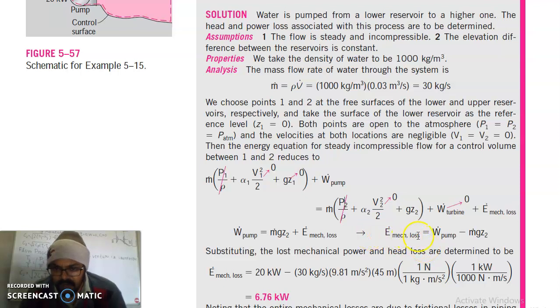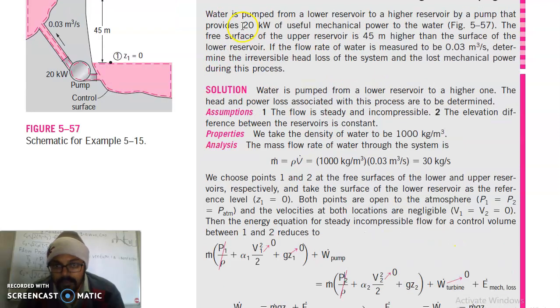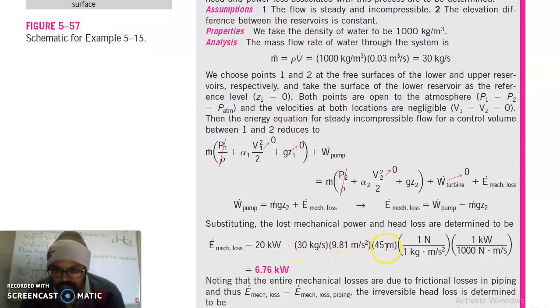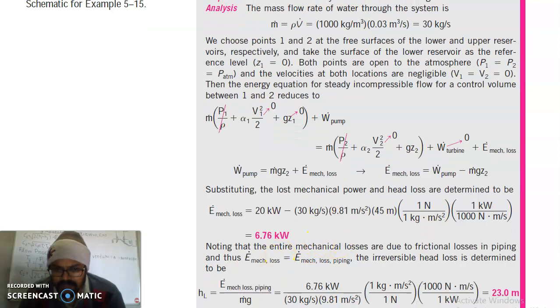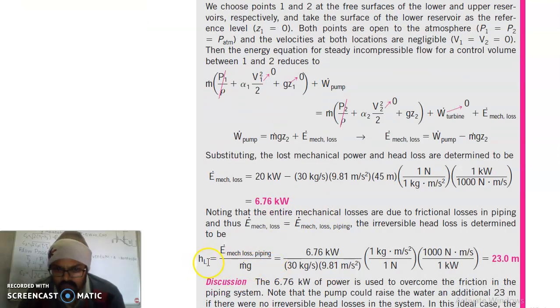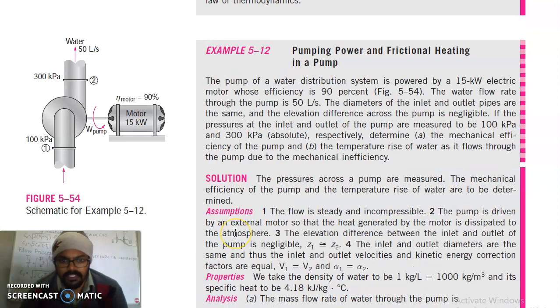Now energy in the mechanical loss is equal to work pump minus m g Z2. Work pump is equal to 20 kilowatt given here, minus mass rate into gravity into Z, which is 45 meter. So energy loss is equal to 6.7 kilowatt. Now this loss of energy is in the piping due to friction loss. Now head loss due to this energy loss due to friction is energy mechanical loss divided by mass flow rate into gravity. It is 23 meter. So this is up to application of Bernoulli's equation.